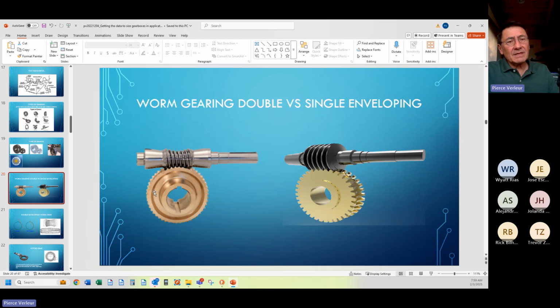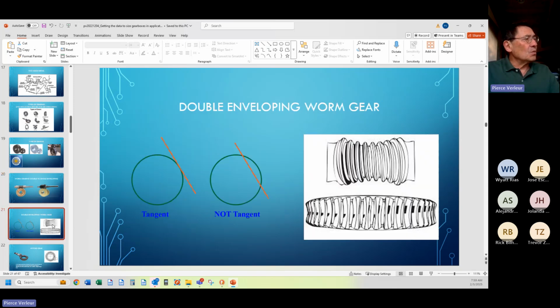And we want to bust a lot of myths because there's still a bunch of people out there thinking, oh, poor efficiency, oh, poor starting torque. You know, that is not true with the double enveloping worm. And if you carry those myths forward, you will not do yourself good service. So we are going to end with that discussion on the worm gears, and we will pick this up next week.